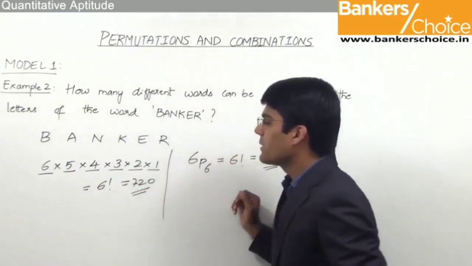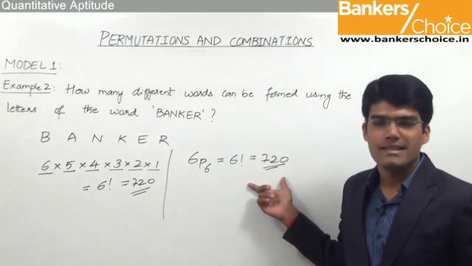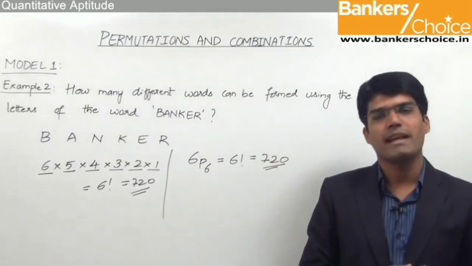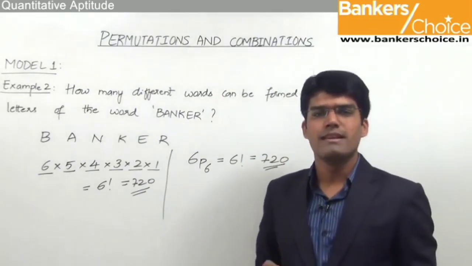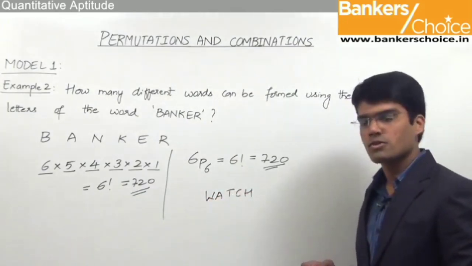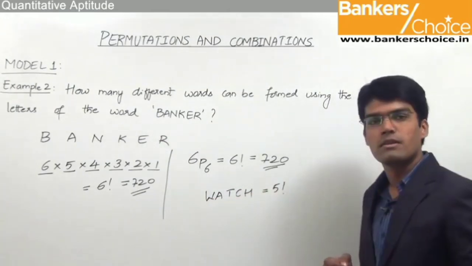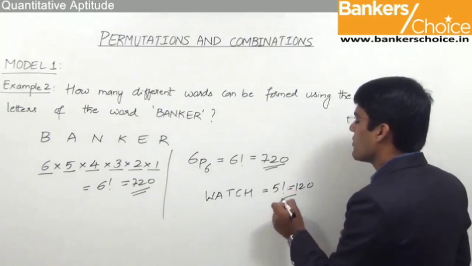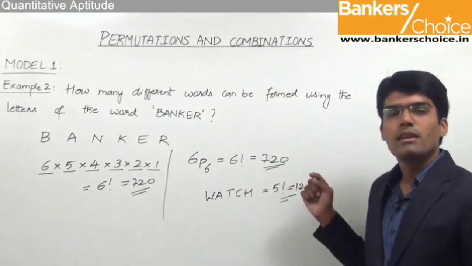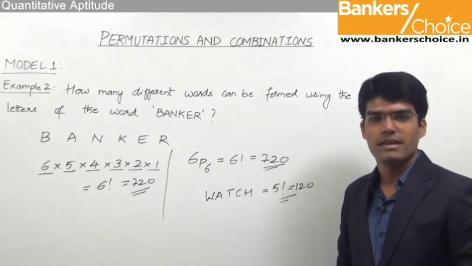So again we can see that the question can either be solved using the principle of multiplication or with the help of nPr, that is 6P6, which is equal to 6 factorial. So 720 different words can be formed using the letters of the word banker. Likewise, for a 5-letter word, let's say the given word is watch. How many words can be formed using the letters of the word watch? We find that there are 5 letters here. So 5 letters and 5 positions will give us 5 factorial words. 5 factorial is nothing but 120. So whatever be the given word, simply count the number of letters where each letter is unique and arrange them in those number of positions. So 5 factorial for a 5-letter word, 6 factorial for a 6-letter word, and so on.